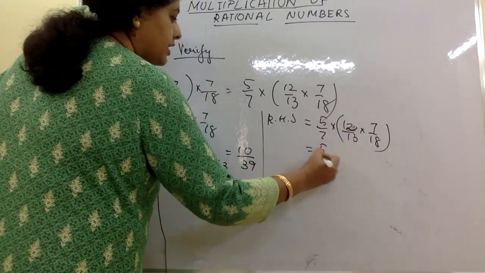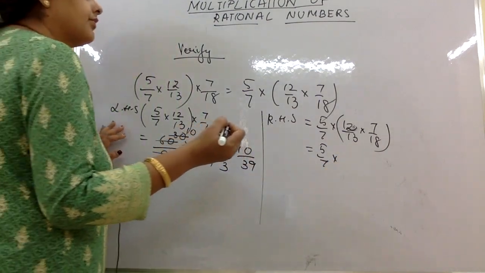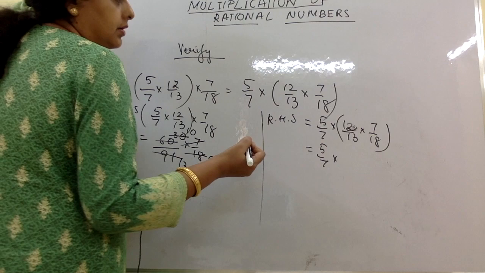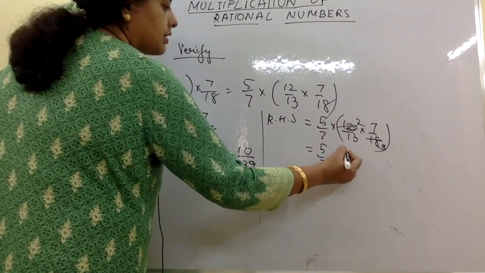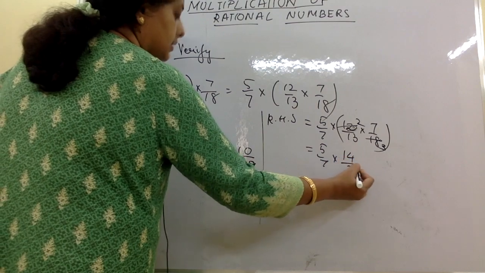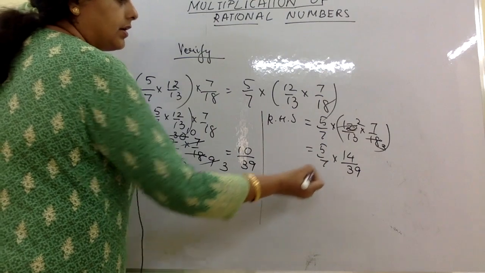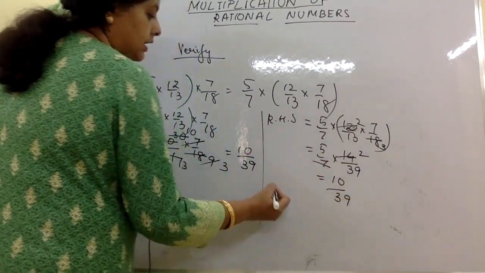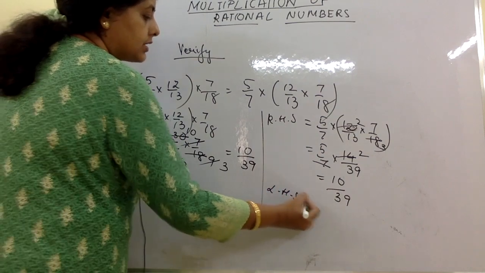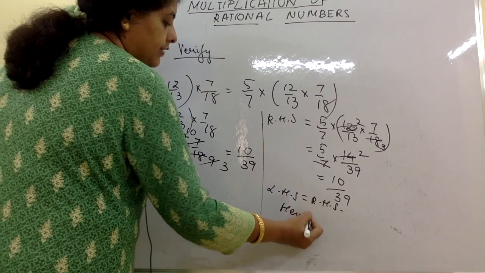Yes, 5 by 7 into, this is, now I can do some cancellations here, 6, 3. So this is 14 by 39. Okay, here. So I have a 10 by 39 once again. LHS is equal to RHS, hence verified.